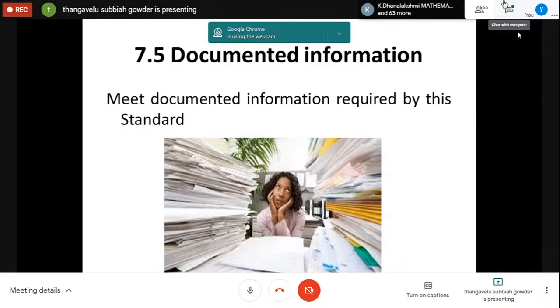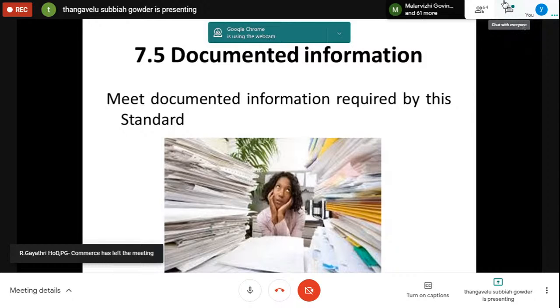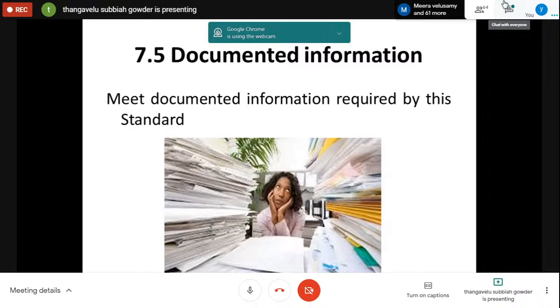Now we have records in 3 formats. One is system-related documents, that is internal audit, management review meeting, and other common things. Then second level documents are NAAC-related records, commonly available within the organization. Third level documents are available within the department. So these 3 types of records we are having, and based on the auditor's requirement, we will be producing them.